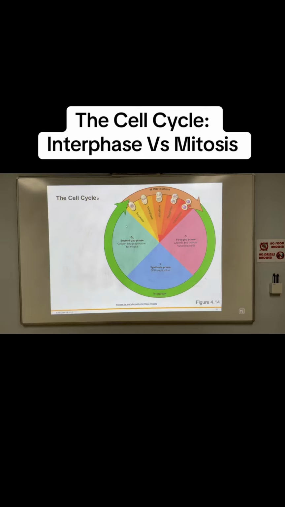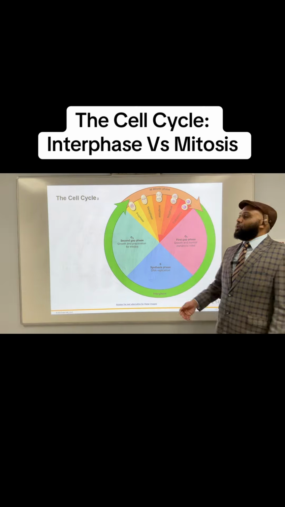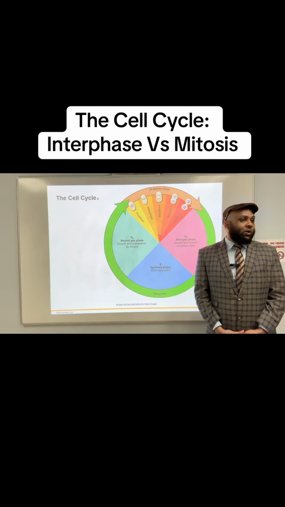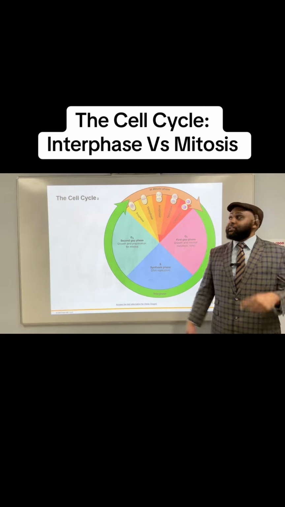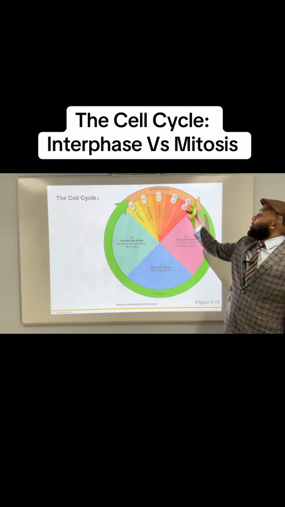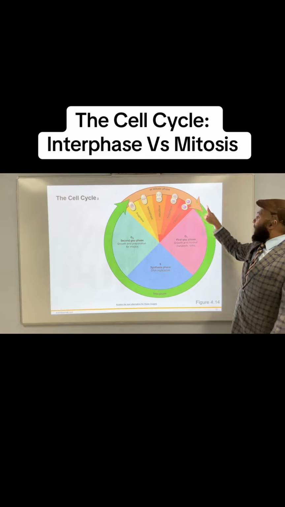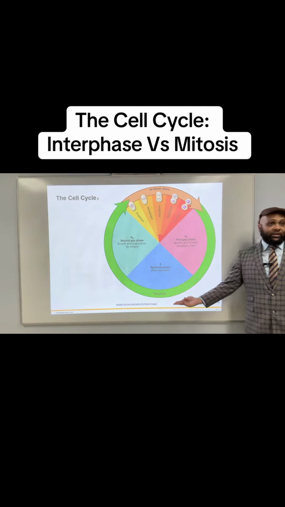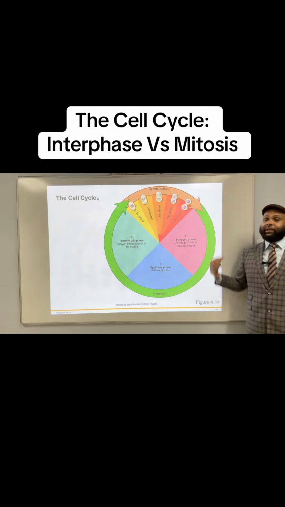Important to know. I ask my students, what are the two phases of the cell cycle? And they say prophase, metaphase. No, those are the phases of mitosis. So the cell cycle has two phases. The brown part, the small part, mitosis, and the very big green part known as interphase. That's very important to know. The cell cycle is made up of mitosis and interphase.